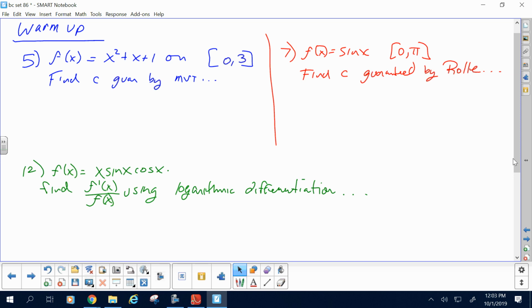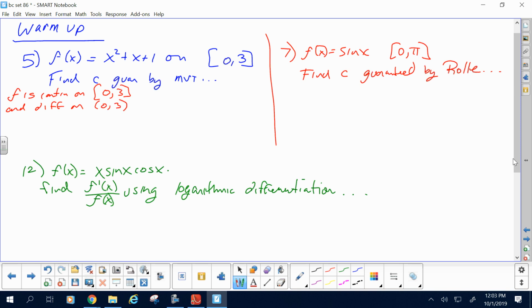Are you ready? Okay, so, first one, show the appropriate work. First of all, what are the conditions for MVT before you use it? f is continuous on the closed domain, closed 0 to 3, and differentiable on the open 0 to 3. So by MVT, there is a point where f prime of c equals f of 3 minus f of 0 over 3 minus 0.